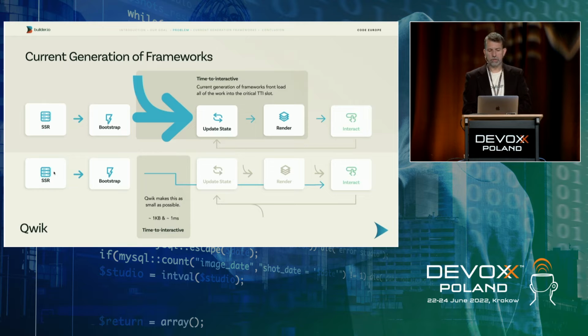Well, we also start with SSR, and we also have a bootstrap, but our bootstrap is super tiny. It's about 1 kilobyte, and it takes about 1 millisecond to execute on a desktop, and about 10 milliseconds on a mobile device. It's just tiny. But the thing to understand about this bootstrap is that it has nothing to do with your application. You can think of it kind of like a polyfill. We need extra functionality for the browser, and we polyfill it at this stage. And from here, we can go directly into the interactive mode. And I'll show you how in a second.